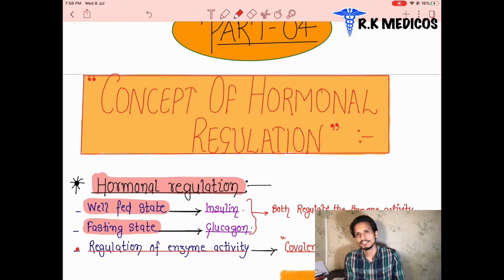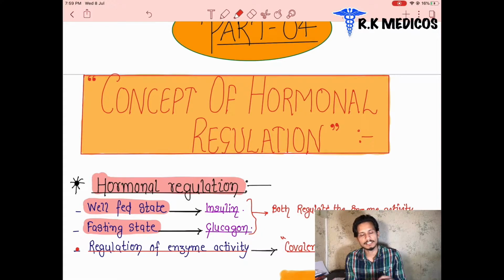What does it mean? There is a low blood glucose level. It means the body has a very low amount of glucose, so it wants more glucose for consumption. Which hormone is responsible for increasing the amount of glucose in our blood? Glucagon is responsible for it. In starvation, glucagon is responsible for increasing the amount of glucose in our blood.